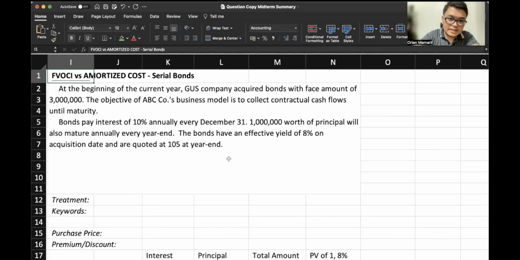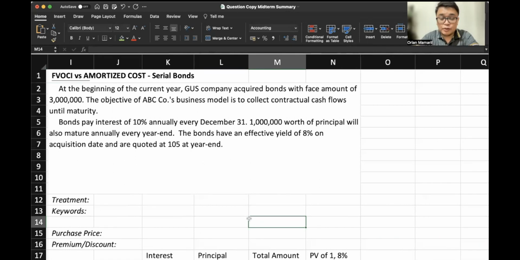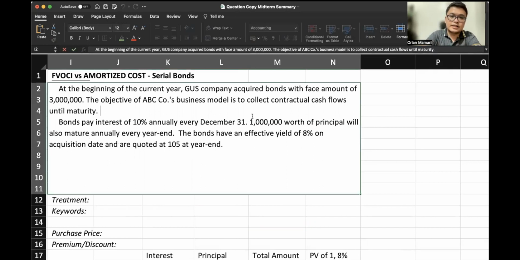Our next example here is for FVOCI versus amortized cost. This time it's serial bonds. Remember, if it's serial, our principal is being paid in a series of payments. So where is that sentence? That is here. You might as well underline it, right? 1 million worth of principal will also mature annually every year end.